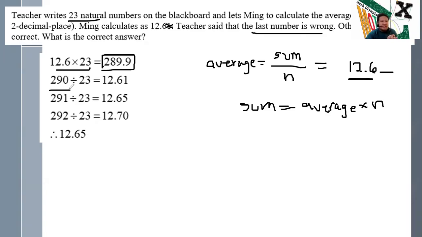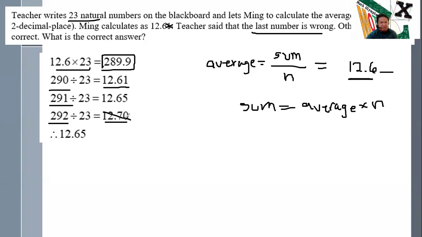If you divide 290 by 23 and round it off to 2 decimal places, that gives us 12.61. And that is already wrong because 1 is not the correct last digit. So we add 1 more and go with 291 as the next possible sum. 291 divided by 23 is 12.65. Maybe that's correct, but we can check by adding 1 more to the sum: 292 divided by 23 is 12.70 already.